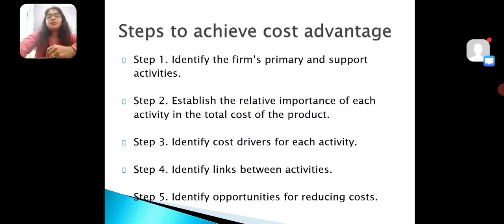So how do they achieve the cost advantage? Through which steps can the cost advantage be achieved? First and foremost, identify the primary and support activities, then establish the relative importance of each activity. So how important is it for the production process? Then the cost associated with it, right from buying the raw material: from which supplier it has to be bought, what trade discount he can offer, what would be the transportation cost to bring that raw material to your place. So right from there you are identifying each activity.